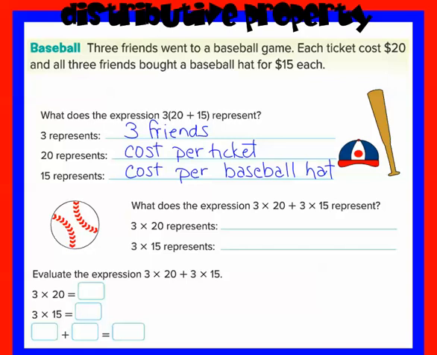The next expression looks at the story a little differently, where we see 3 times 20 plus the 3 times 15. Well, the 3 times 20, if you think about that, that's 3 people, $20 per ticket. So that 3 times 20 represents the cost for all 3 tickets. And then the 3 times 15, again, we have 3 people each buying a baseball hat. So this would represent the cost for all 3 baseball hats.